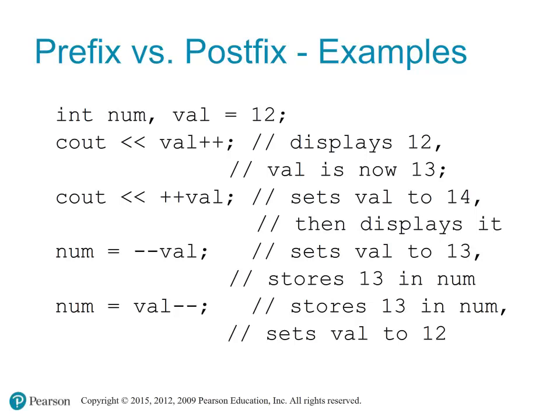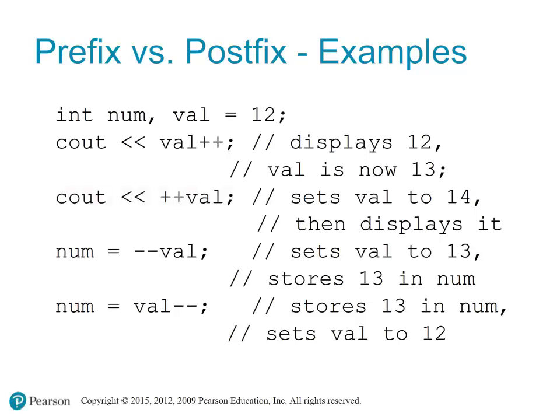Here we have an integer num. Num is an uninitialized integer. Then val is initialized to 12. cout << val++ displays the current value of val, which is 12, and then increments it to 13. Let's see a prefix increment, cout << ++val. It increments val to 14 first, then displays the new value, which is 14.